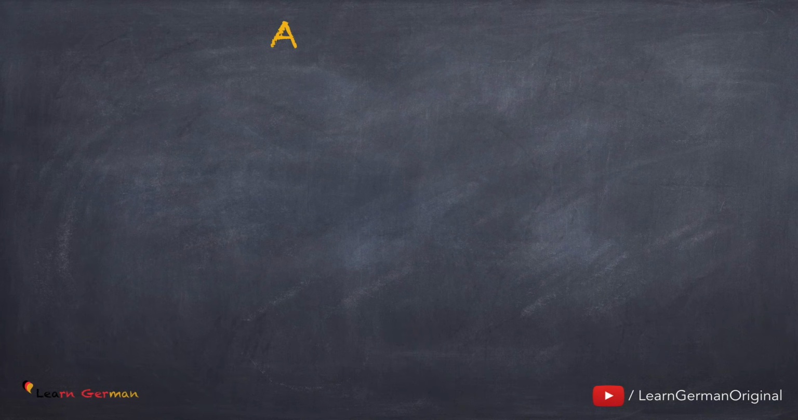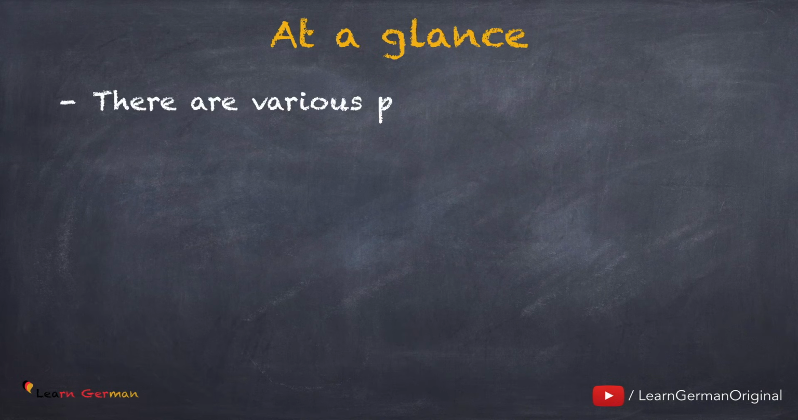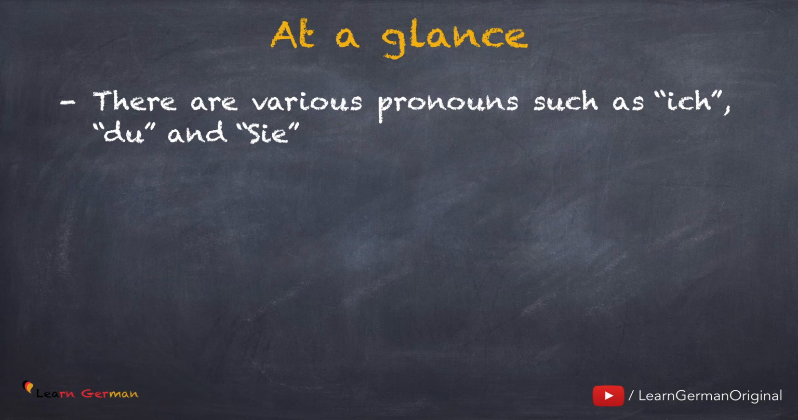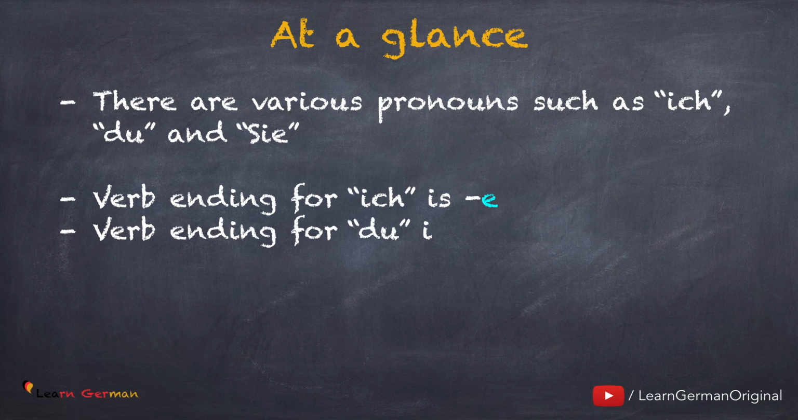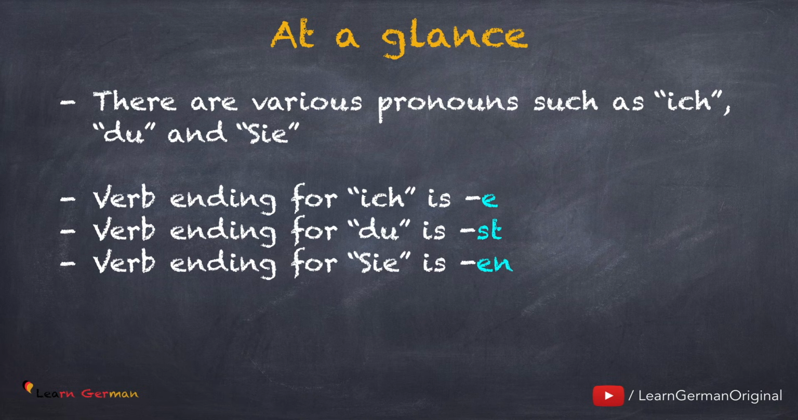Very good. Now let's summarize what we have learned. There are various pronouns in the German language. Ich, du and sie are some of them. Other pronouns will be done in a different video. The verb is conjugated according to the subject in the sentence. The ending for ich is e, for du is st, and for sie is en. There are some different types of verbs known as irregular verbs, which we will be learning later.